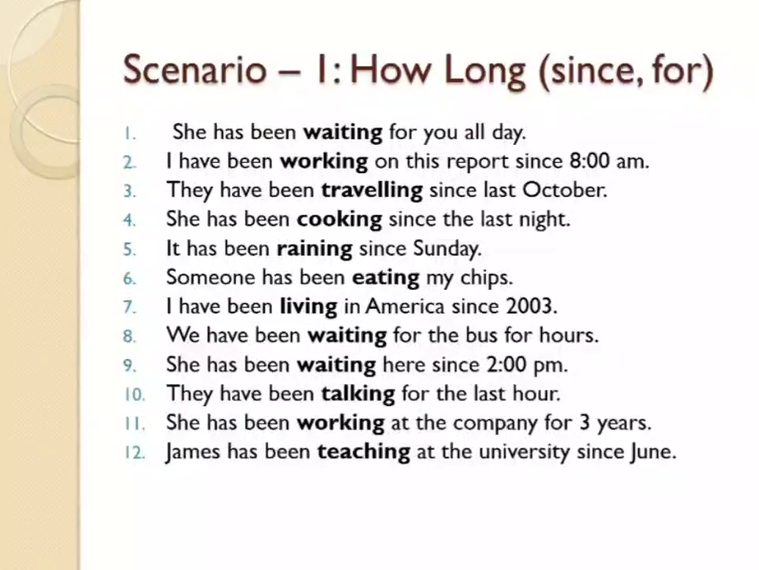And let me ask another question. What are all the words marked in bold? You guessed it right. They are base form of the verb plus ing. And before that, what have I used? I have used have been or has been. So this is how you use the present perfect continuous tense.